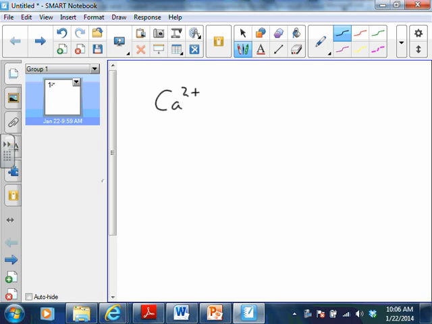2 plus, okay? That should be relatively easy, okay? Now, nitrate. What is nitrate? It is nitrogen. Okay, but you don't have to remember it. Nitrate, oh, I should look at my chart, right? Okay. So nitrate is NO3 1 minus.